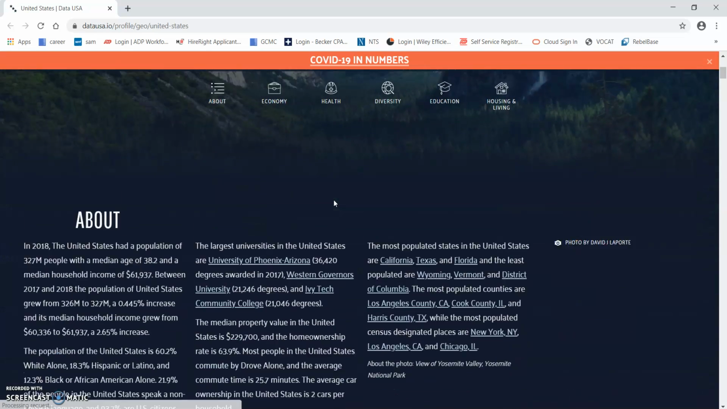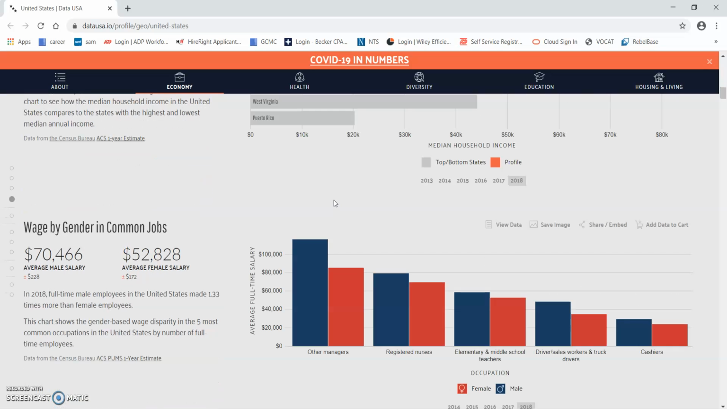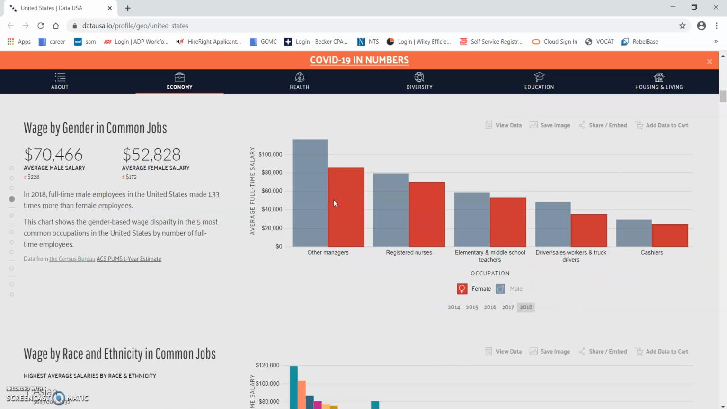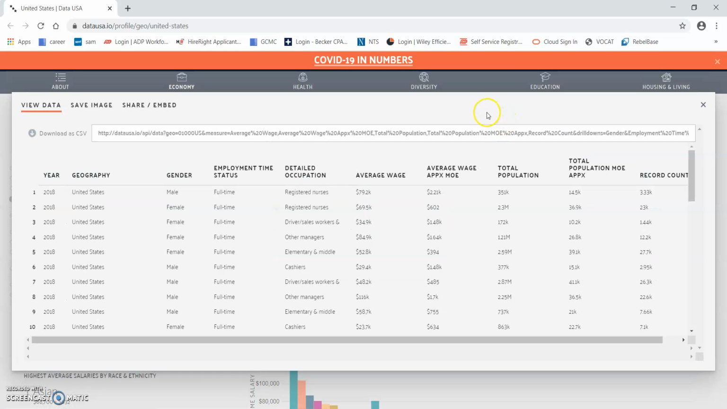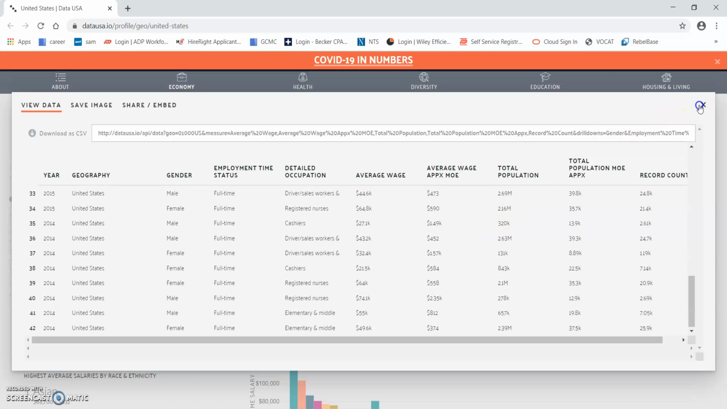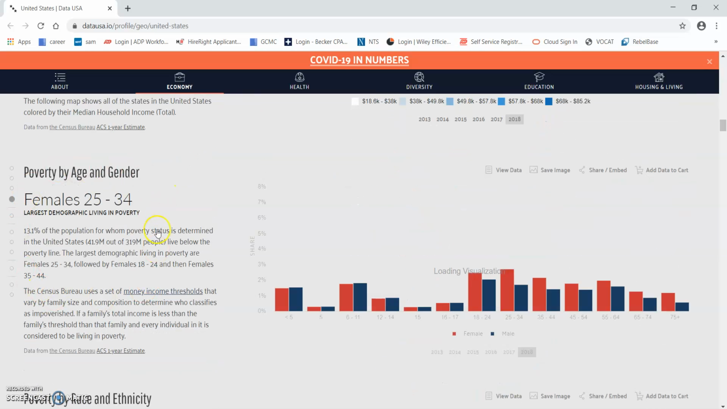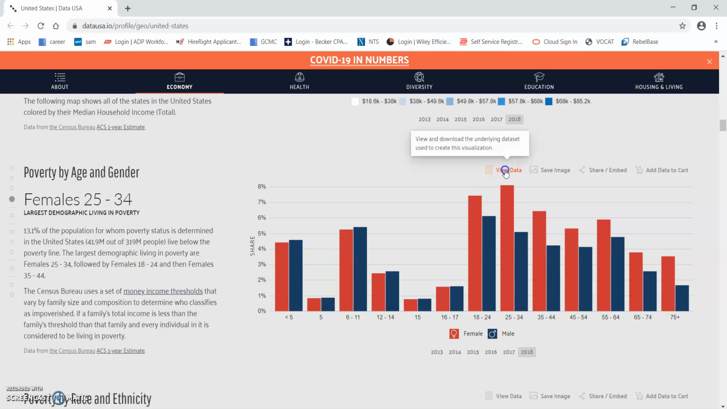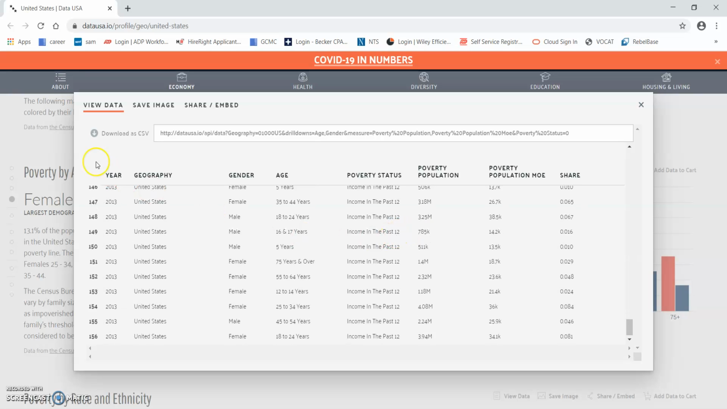Data USA is a website that provides shared US government data. Users can enter keywords to search for relevant datasets. One of the datasets that I will be leveraging is Wage by Gender in Common Jobs, which contains data about the average wages that males and females earn in the United States from 2014 to 2018. The second dataset that I will be using is Poverty by Age and Gender, which contains data about the poverty population in the United States from 2013 to 2018.